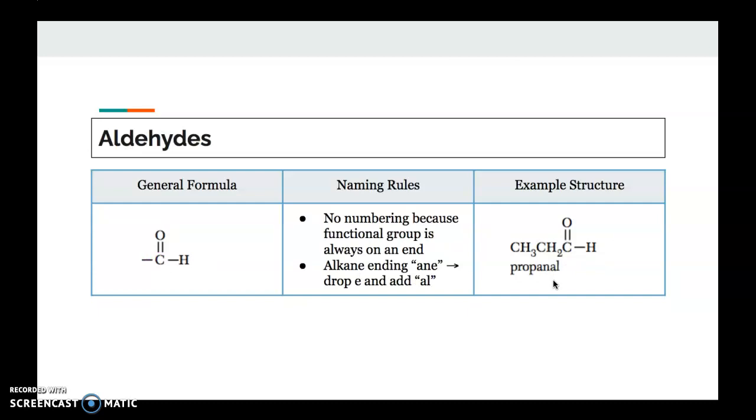Next, we have aldehydes, which look very similar to organic acids, but instead of the OH group, we have an H. So we have a C double bonded to an oxygen and then an H. Here, again, no numbering is needed because this functional group's either always at the beginning or end of our compound. To name these, we take the ending ANE, we drop the E, and add that AL there. So for example, here we have 1, 2, 3 carbons. This is prop, so we have propane, and we take that E off and add the AL. So this is propanal here.